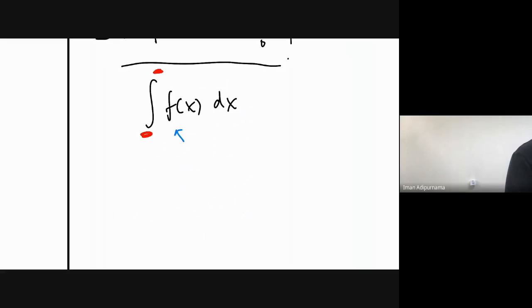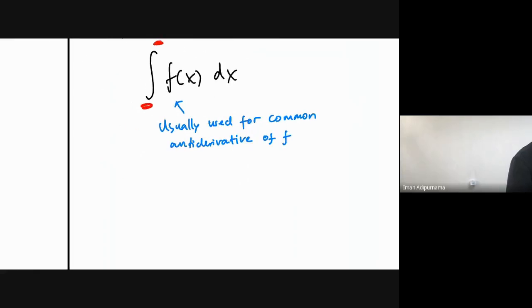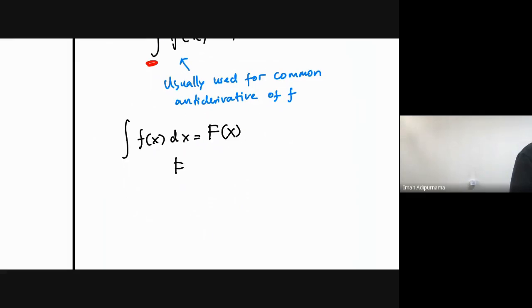So this is usually used for the common antiderivative, and it's called the indefinite integral. This is just from the previous slide, so it's written to begin the indefinite integral.